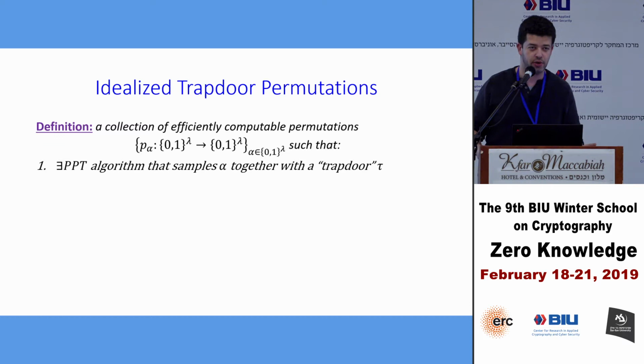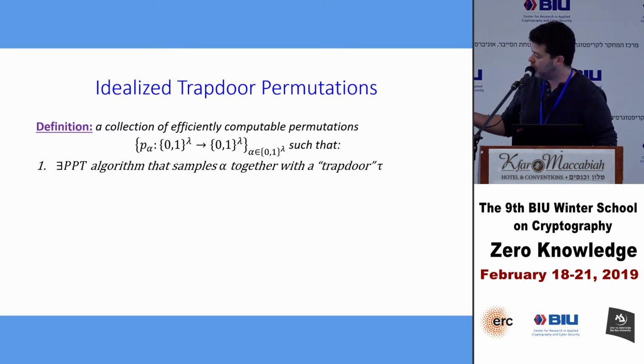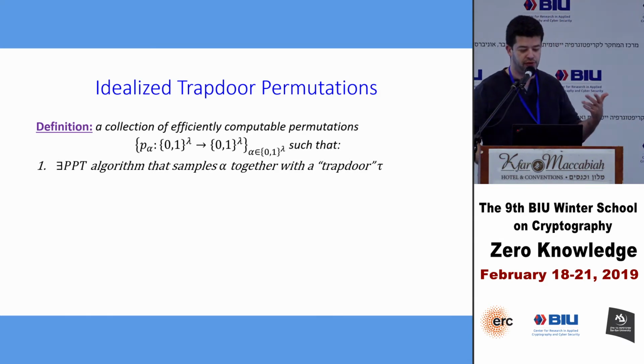alpha by just choosing a uniform random string of lambda bits, but I want there to be another more fancy algorithm that manages to generate a uniformly random alpha together with a trapdoor tau. And we'll see in a second what this trapdoor lets you do.